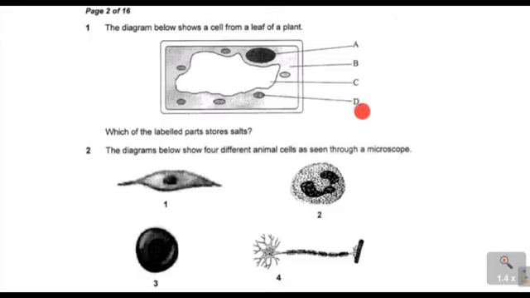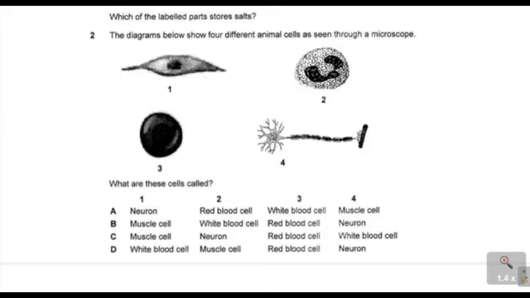So the part that will be able to store the cell salts is the part labeled C, which is the vacuole. The correct answer here is going to be C. This is our answer. So we now move on to our second question.